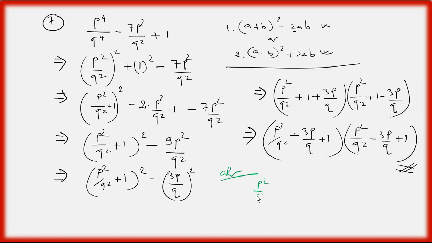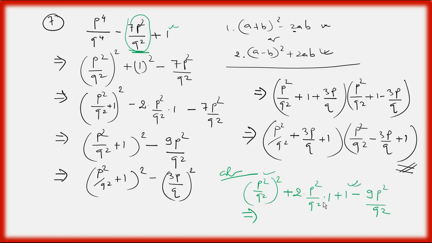By another way, it's simple. Okay, (p²/q²)² plus 2p²/q² times 1 plus 1 minus 9p²/q². If you start in this way, a² + 2ab + b², because minus 9 plus 2 is 7, this term, and the first term and third term remain the same.